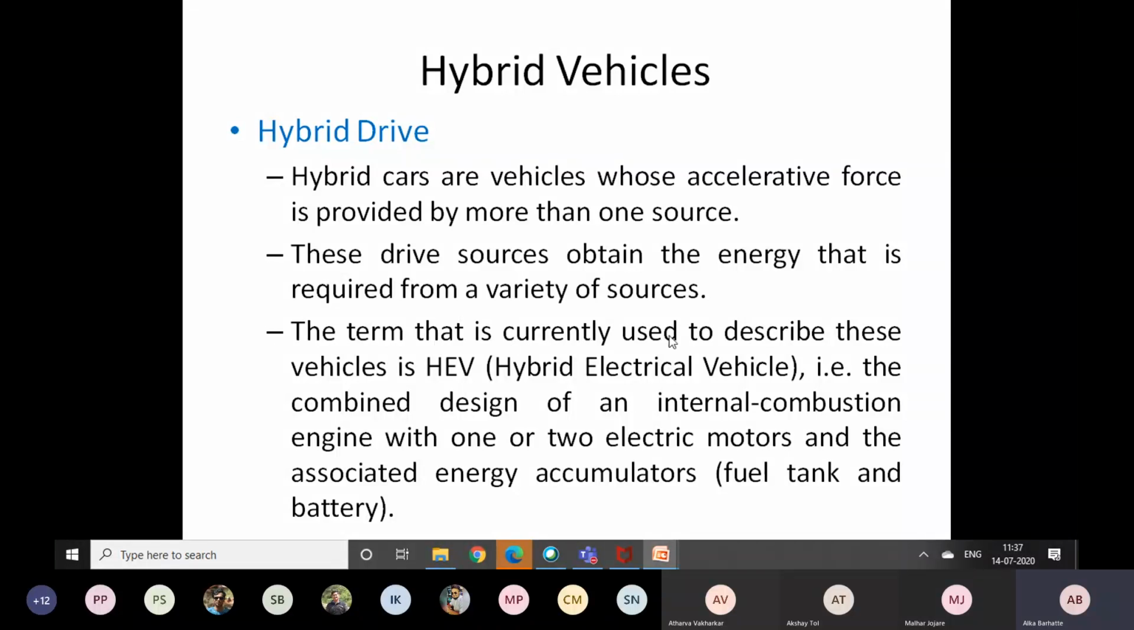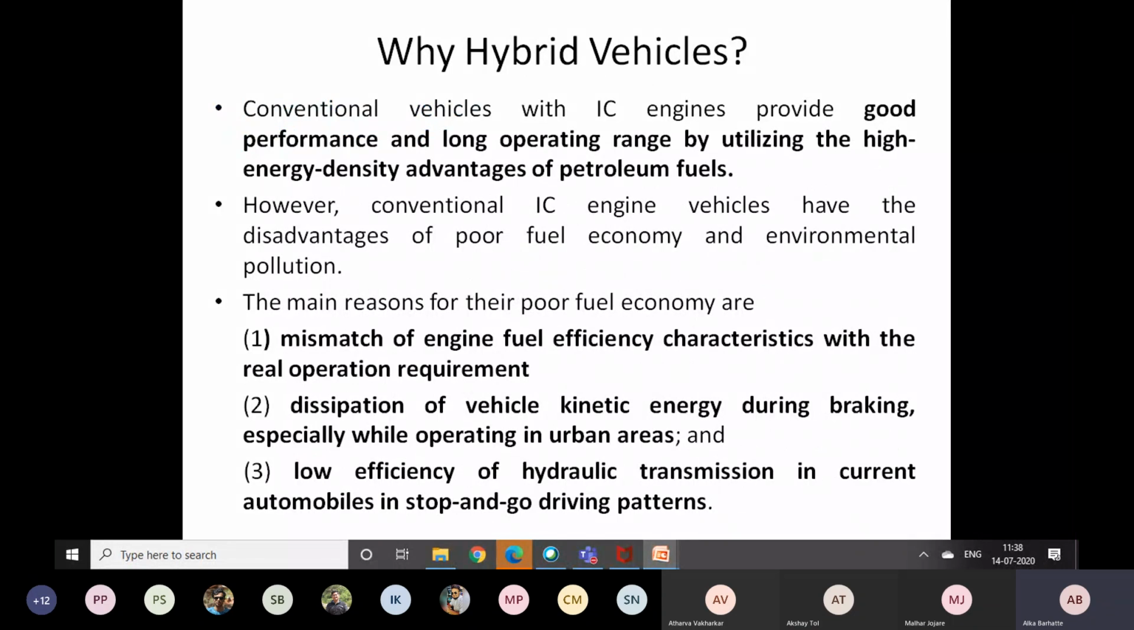The term that is currently used to describe these vehicles is HEV, that is hybrid electric vehicle, and it is a combination of an internal combustion engine, that is IC engine, with one or two electric motors and associated energy accumulators. So this is a hybrid vehicle. Why hybrid vehicles? What is the advantage of hybrid vehicles over conventional vehicles?